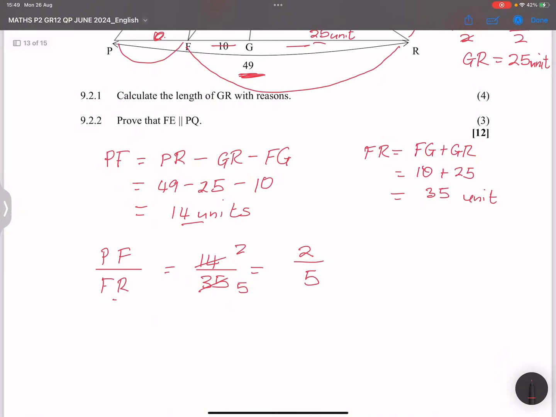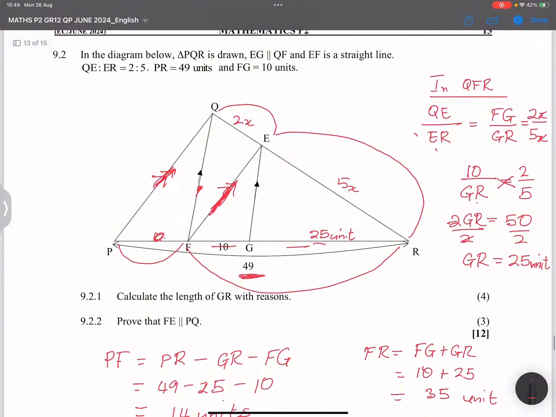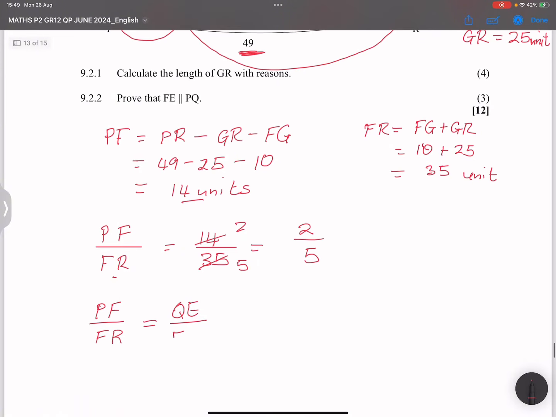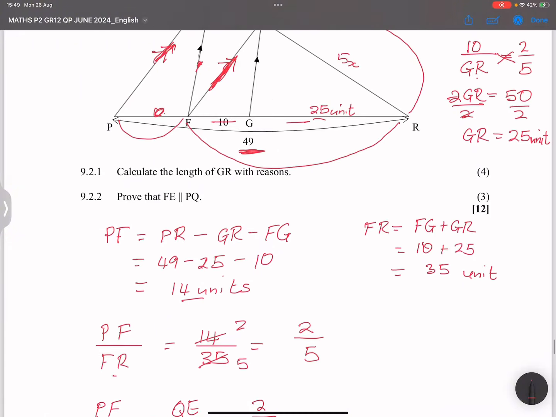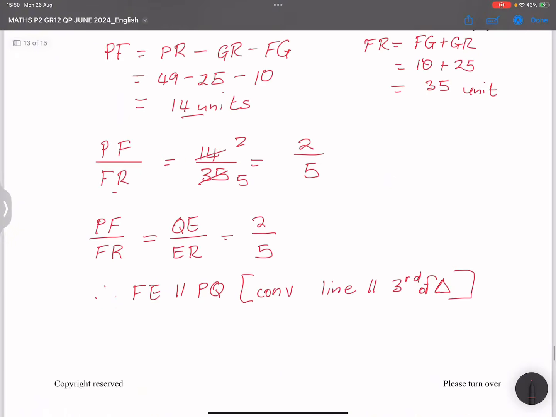2/5. Now note, ladies and gents, we're applying the converse of the theorem. So we're saying PF over FR is equal to QE over ER, and both of them are equal to 2/5. So therefore, it must mean that the two lines are parallel. FE is parallel to PQ, because of the converse of line parallel to the third side of a triangle. Right, so that means those two are parallel. Right, ladies and gents, that is how the cookie crumbles.